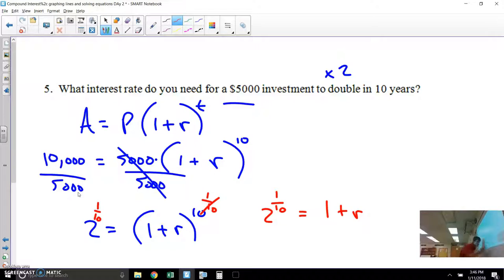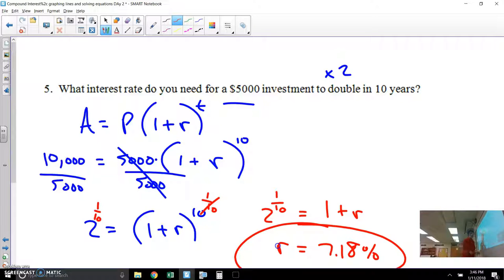Being able to figure out what that interest rate would need to be in order to get you to a certain place. And it all stems from being able to plug into the correct formula all the correct given information and using your algebra skills to get that value of r or t or whatever you're looking for completely alone.